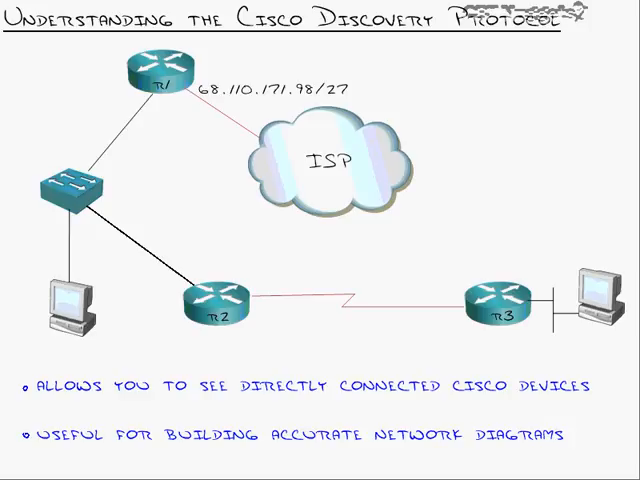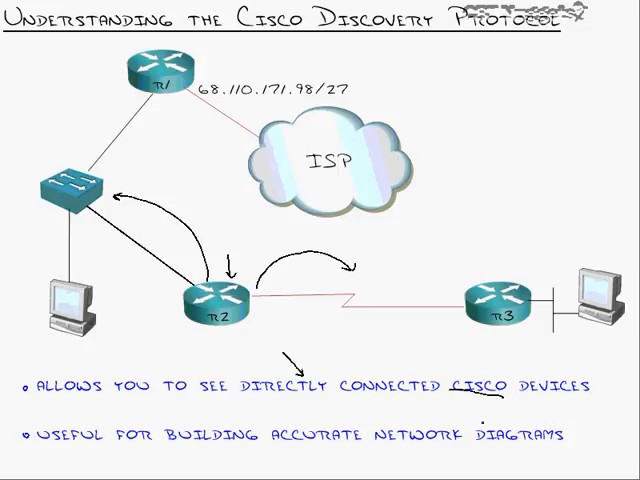So what CDP does is allow you to see directly connected, keep this in your mind, directly connected Cisco devices. So if I was sitting on router 2 and I did a show CDP neighbors command, which will show me what my directly connected devices are, I would see router 3 and I would see that Cisco switch, if it is a Cisco switch. The other point I want to mention is it says Cisco devices. This is a proprietary protocol that only works on Cisco. Now, by the way, that's what you need to know for the exam.